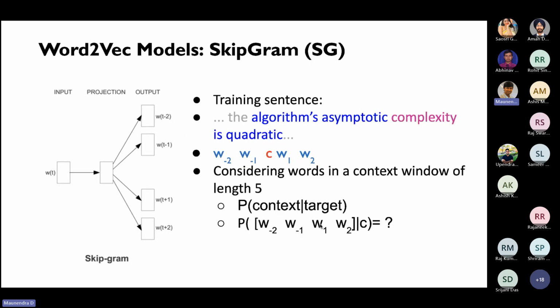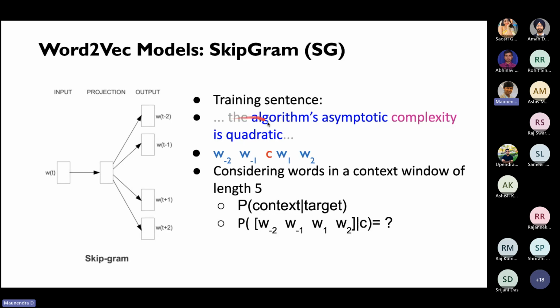So there are 2 different models that they proposed. One is the skip-gram model and the second one is the continuous bag of words model. So we were talking about supervision and objective, right? This is how they construct the supervision sample. Suppose we have a sentence in our collection which says the algorithm's asymptotic complexity is quadratic. And each word in this sentence, in fact each token in the collection, will get a chance to dictate the learning process.